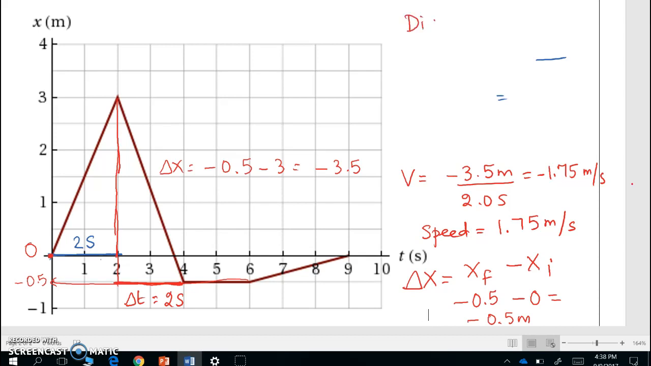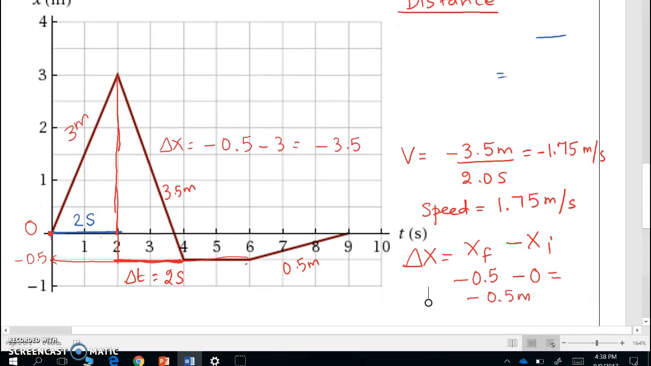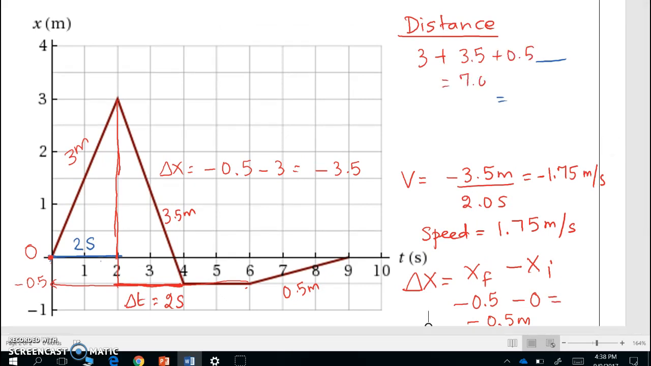However, if you want to solve for the distance, that will not be 0 because distance is just the path length. So we know that 0 to 2 seconds it traveled 3 meters. And then 2 to 4 seconds, it traveled from 3 to negative 0.5, so 3.5 meters. 4 to 6, it was not moving at all. And 6 to 9, it went from negative 0.5 to 0, so that means it traveled another 0.5 meters. So the total distance traveled will be 3 plus 3.5 plus 0.5, which will be 7 meters.